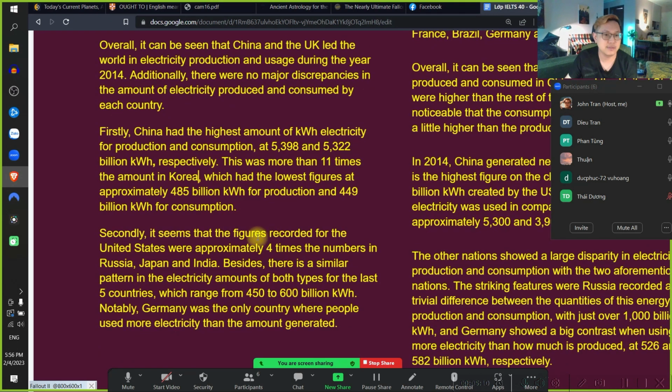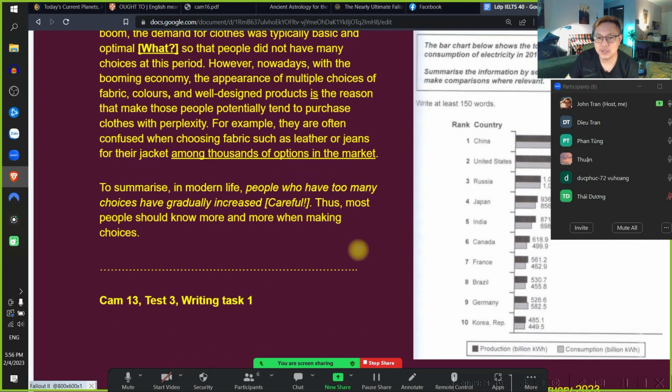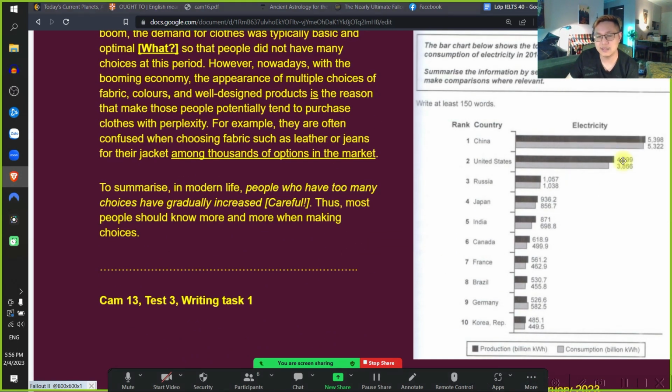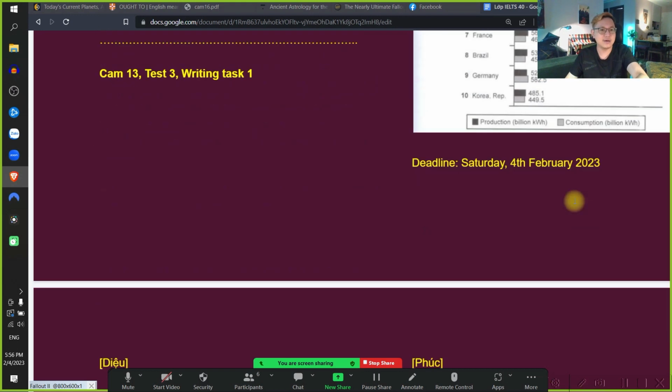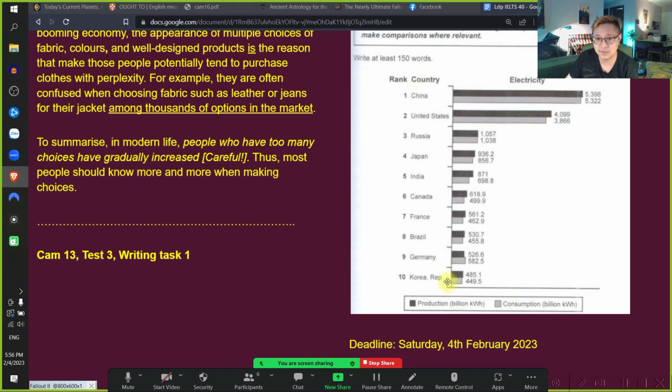Which had the lowest figure at approximately, okay. Cũng có một sự so sánh đấy. This is like a comparison, yes. But I feel like you should have done more in this first paragraph. Thầy vẫn cảm thấy như, mặc dù có sự so sánh nhưng mà thầy vẫn cảm thấy như em nên làm một cái gì đó hơn cho cái đoạn 1 này, ngoài việc so sánh có mỗi China với Korea không thôi. Maybe you should compare a bit more, I think.